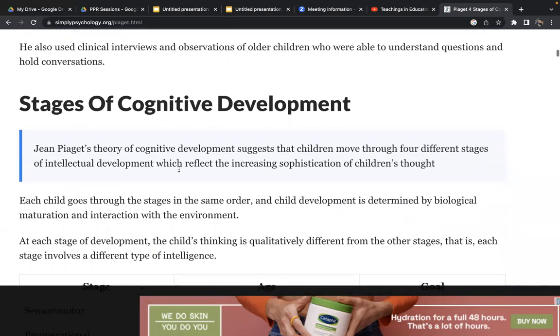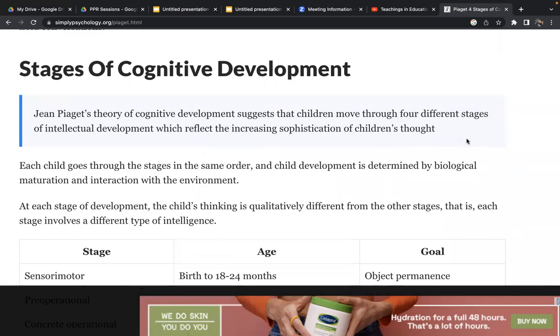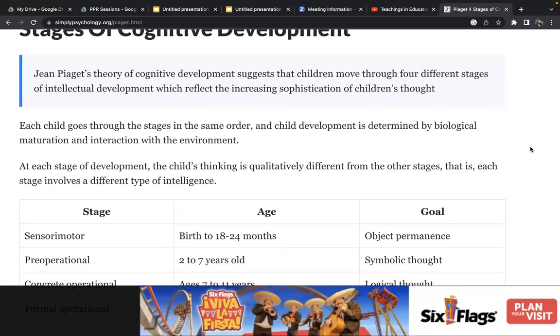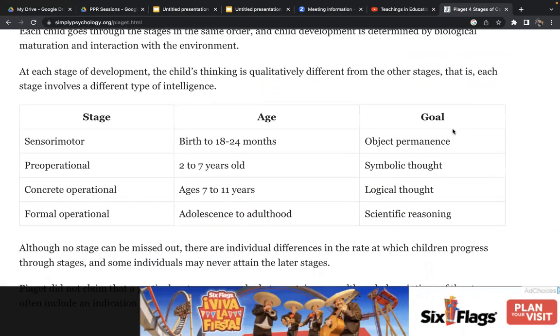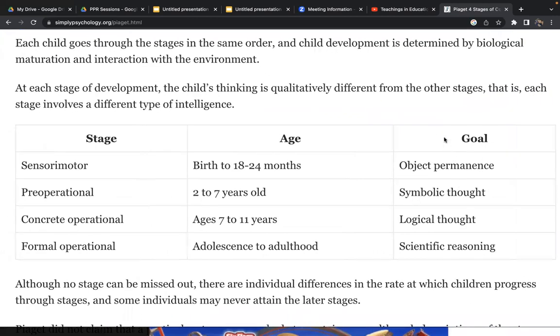Absolutely brilliant. So Jean Piaget's theory of cognitive development suggests that children move through 4 stages of intellectual development, which reflect increasing sophistication in their cognition, their skill level to have thought. Each child goes through these stages in the same order. We've seen that. So this is what I wanted to bring your attention to. We have the goal here. So the goal for the sensory motor group, birth to 2 years, is object permanence.